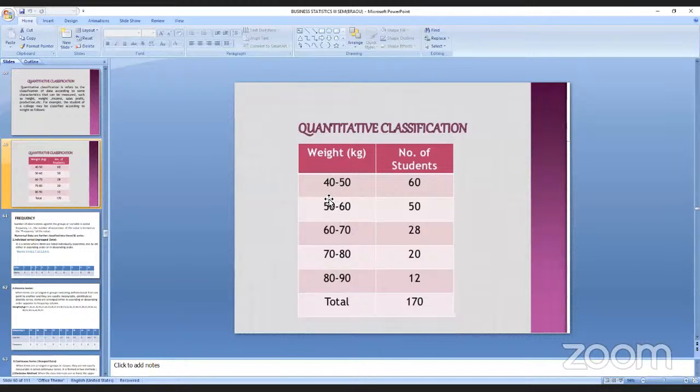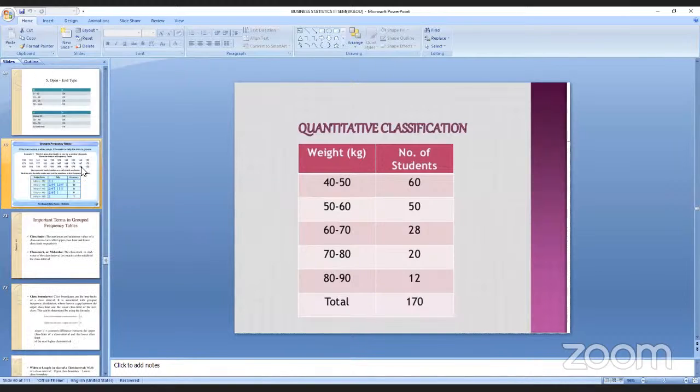So here, weight class 40 to 50. So how many students are there? 60. Understood? Got my point? Yes, ma'am.